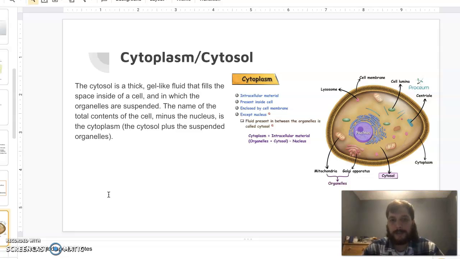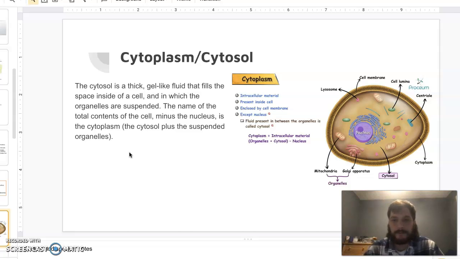The cytoplasm doesn't include just the fluid. To simplify it, the cytoplasm includes both the cytosol and all the other suspended organelles, other than the nucleus.